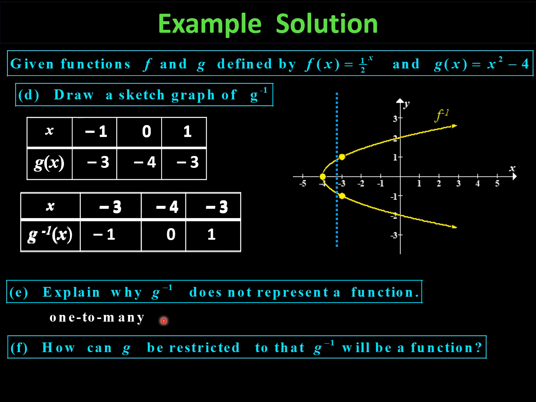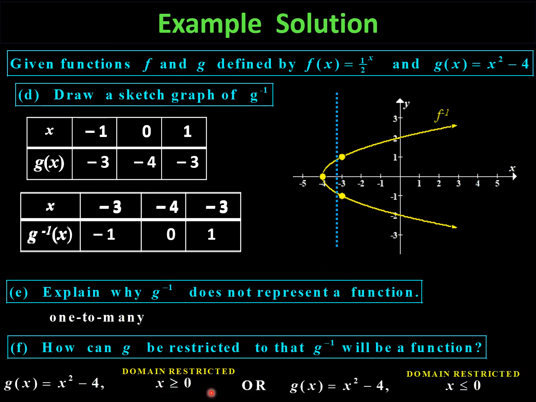1 to many. Now let's look at the last question. How can we restrict g so that the inverse will be a function? One way to restrict it is to restrict the domain. You can either take the right side of the function or the left side. In this case, x greater or equal to 0, or you could write down x less or equal to 0. Either one of the two would be acceptable, either on the right side or on the left side.